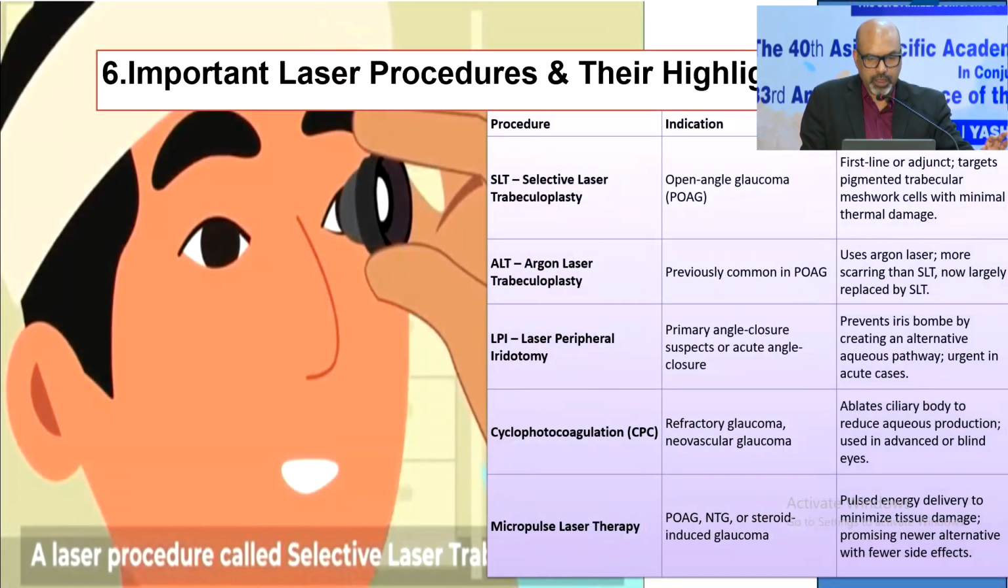Laser procedures need to be placed at the appropriate point, only then will they help you. Like in the case of SLT, if you give it in the early stages of treatment, the patient might have a few years of glaucoma medication-free therapy. Then there are others like micropulse therapy and cyclophotocoagulation, which have to be employed at the proper place.